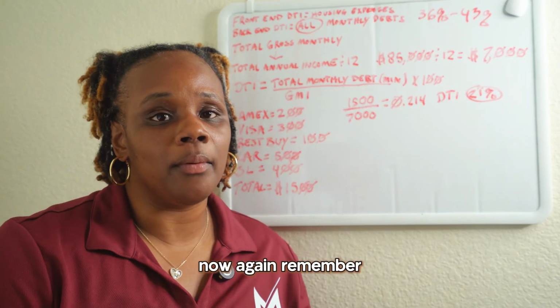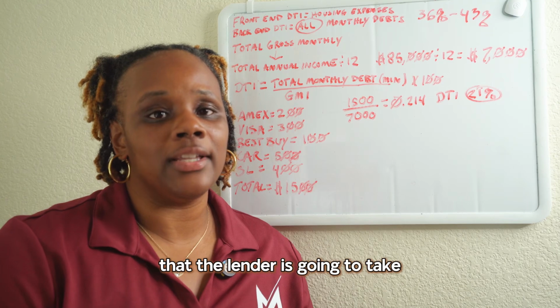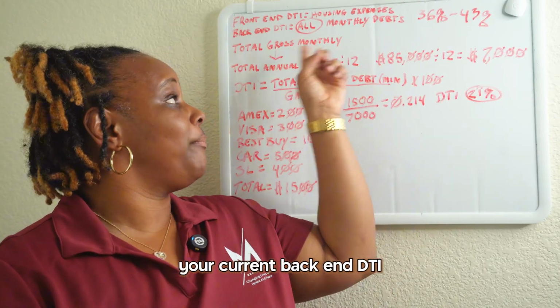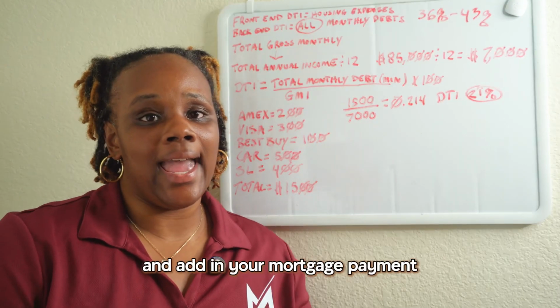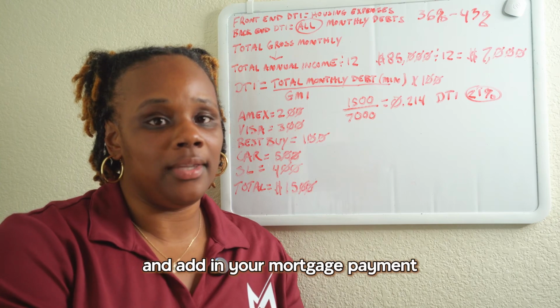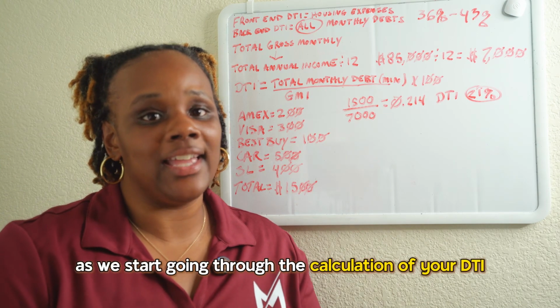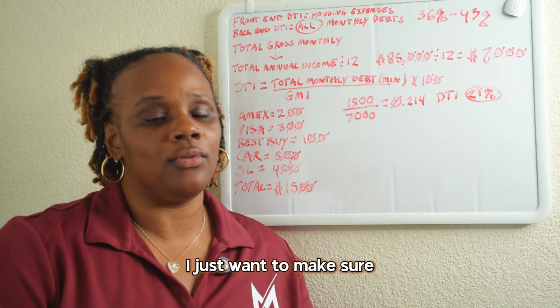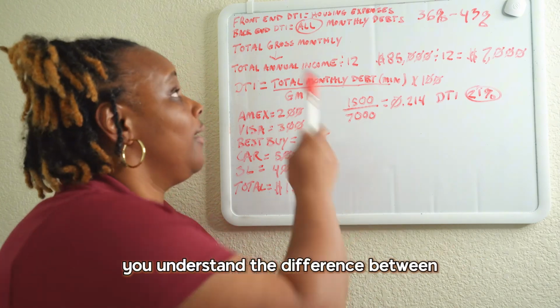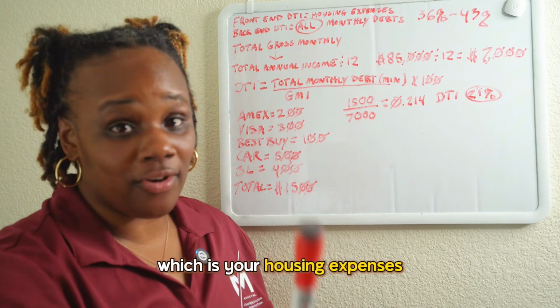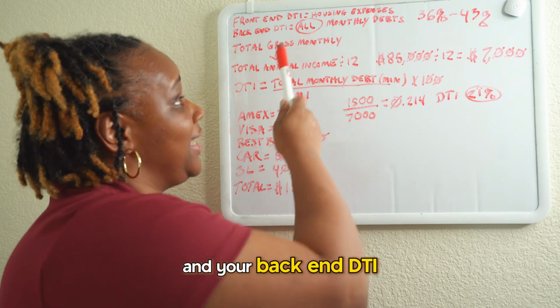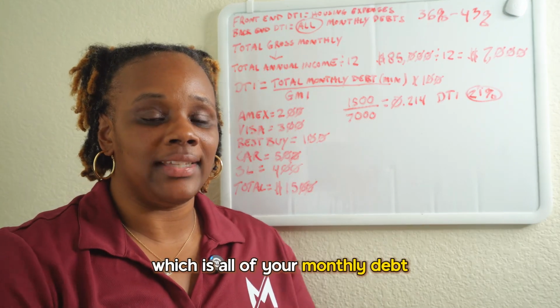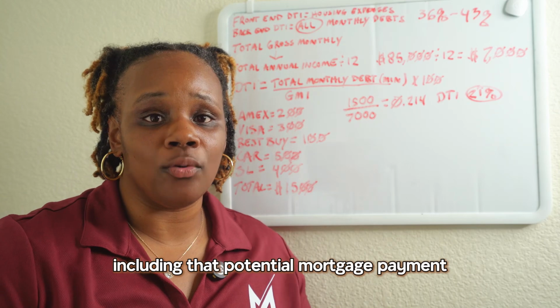Now, again, remember that the lender is going to take your current back end DTI and add in your mortgage payment. So we'll get more into that as we start going through the calculation of your DTI. I just want to make sure you understand the difference between front end DTI, which is your housing expenses, and your back end DTI, which is all of your monthly debt, including that potential mortgage payment.